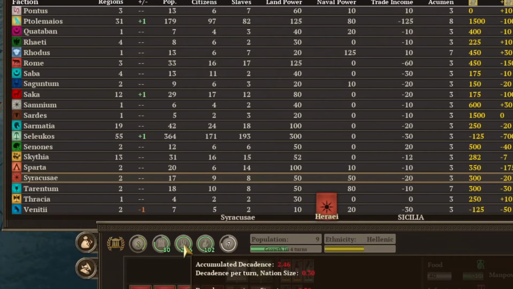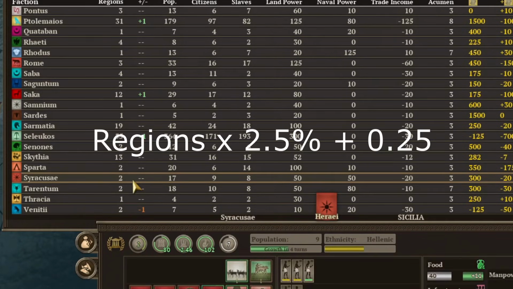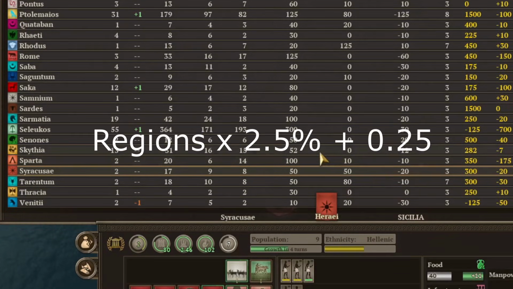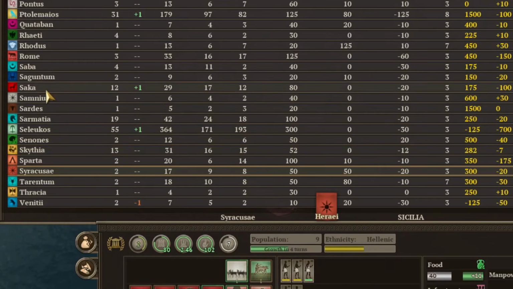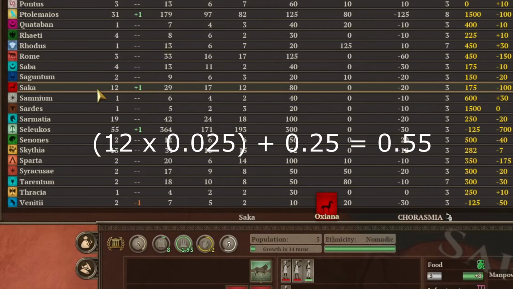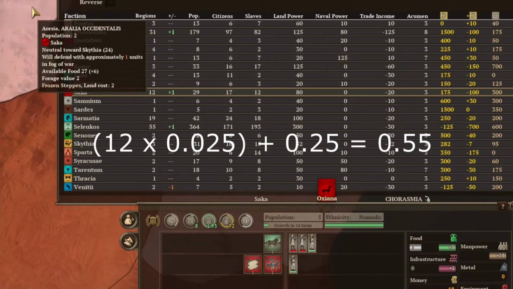In my opinion, the formula is simply the number of regions multiplied by 0.025, so 2.5%, and we add to it some fixed amount, so 0.25. And usually with some roundings, we receive exactly that number. Maybe let's check a faction with more regions, like for example Saka. They have 12 regions. So if we do the calculation, they should have 0.55 nation size. Let's check one of the regions.